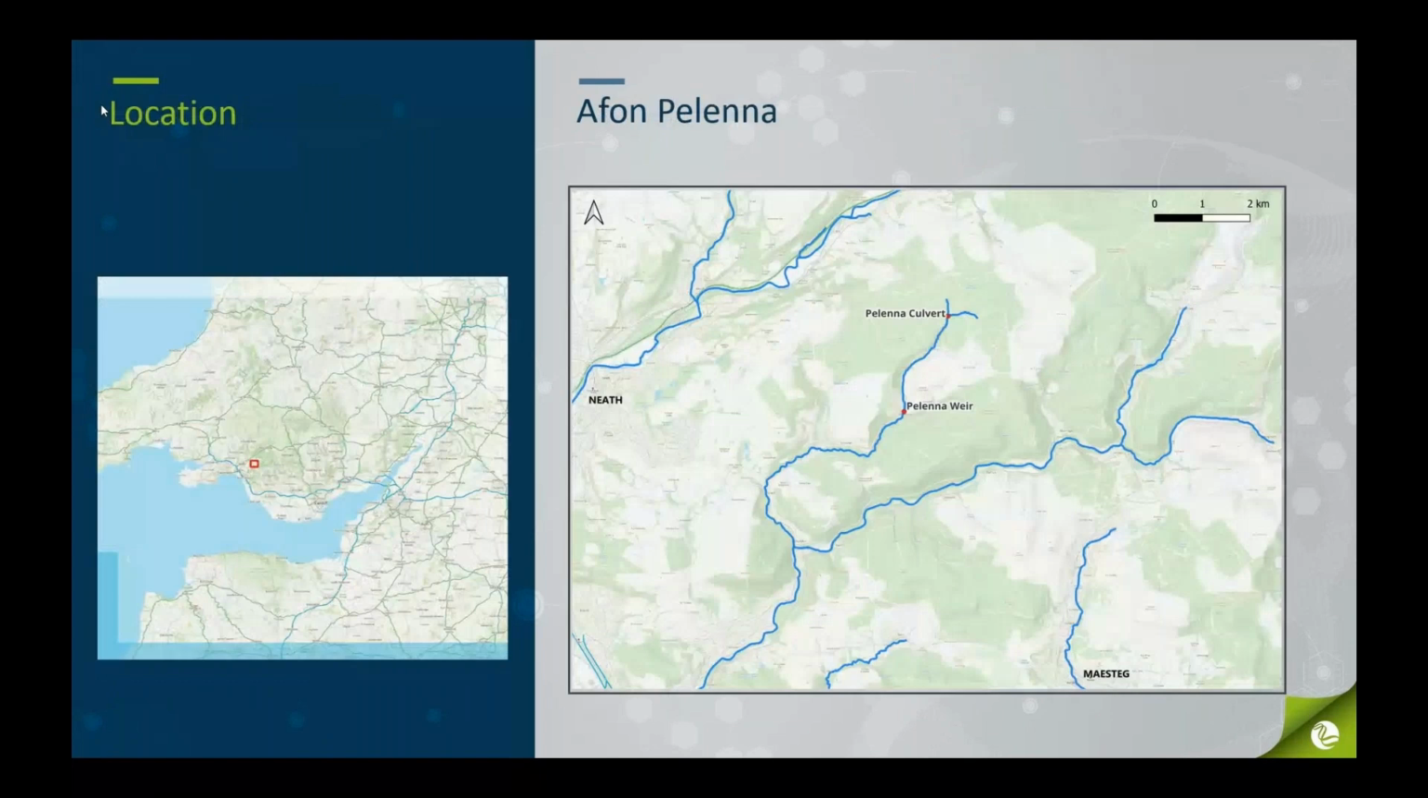So where in the world are we? So we're in South Wales, sort of in the valleys. On the picture on the right, you can see it's not far away from Neath. The Afon Pelena runs in a generally south to southwest direction. It's actually called something slightly different at the upstream end, but my Welsh pronunciation isn't quite up to it, so we're just going to call it the Afon Pelena. It continues in that southwest direction and discharges to the sea at Porth Talbot.